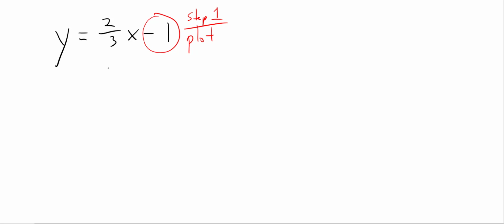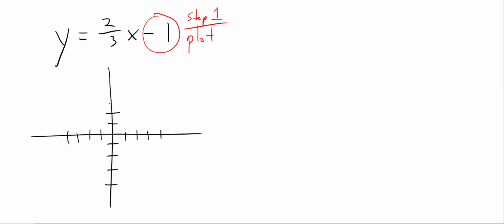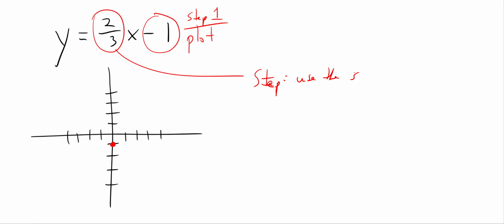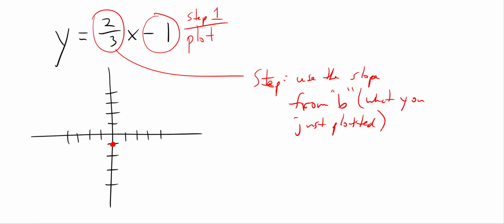So let me draw a nice graph here. Put a couple of tick marks on there. All right, and so the -1, you're going to plot right here. Remember, it's on the y-axis. Okay, so that's the first step. And step 2 is basically use the slope from b, what you just plotted, and plot a second point.